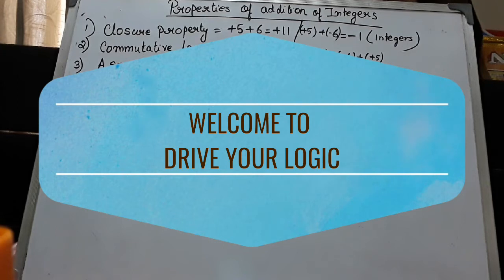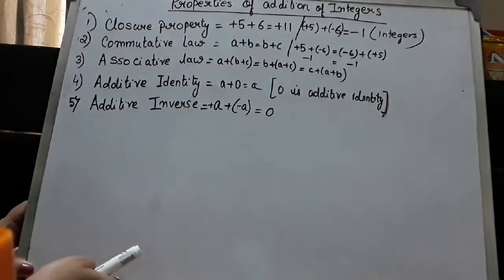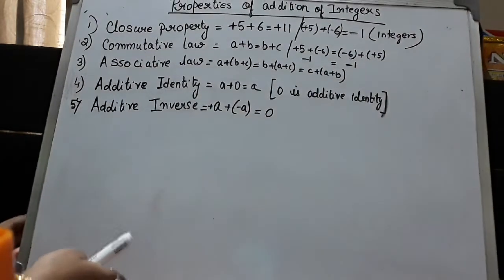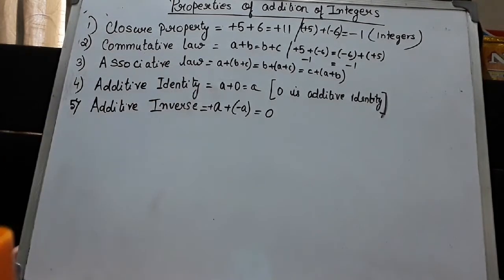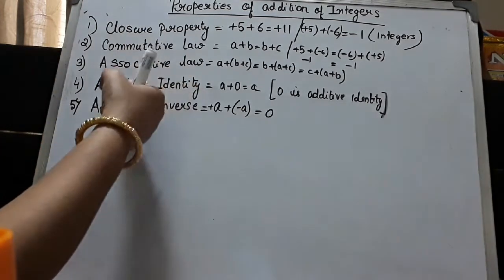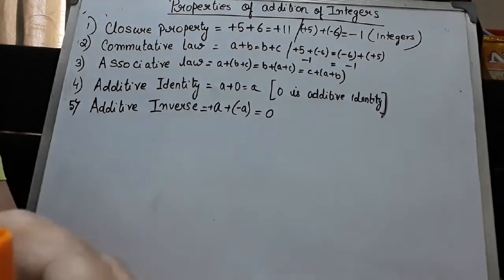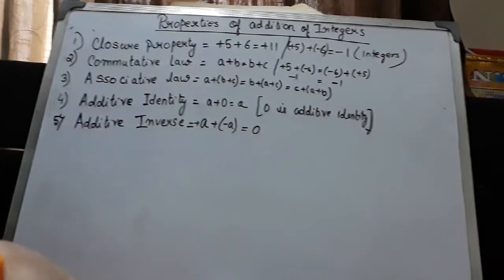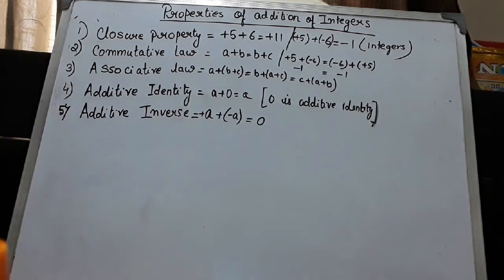Today's topic is properties of addition of integers. Last day I told you about the sign tricks of integers. Today I will explain the closure property, commutative law, associative law, additive identity, and additive inverse. For addition, you need to know 5 properties, and today we will discuss all 5 properties.